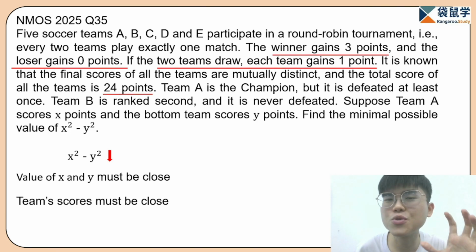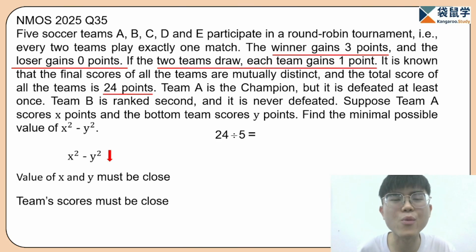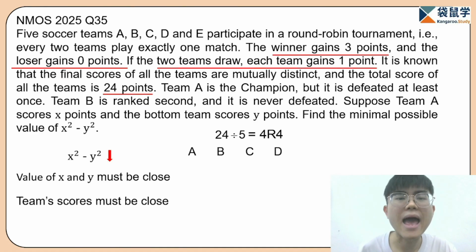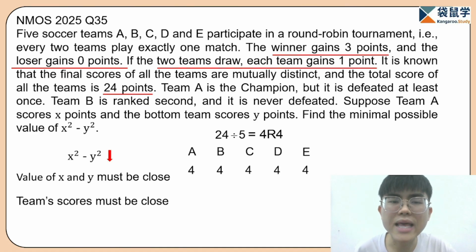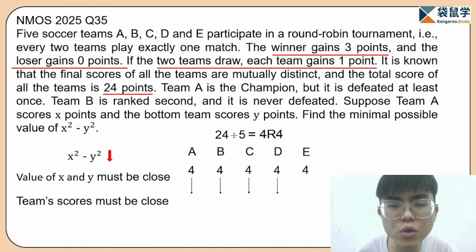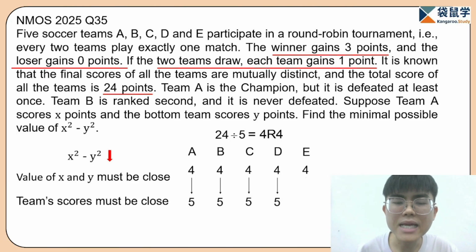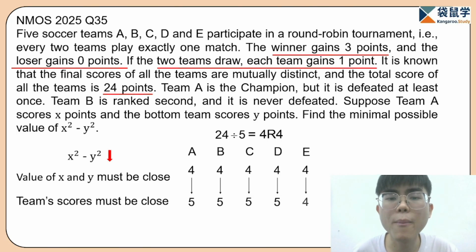We can just use 24 divided by 5 and we will get 4 remainder of 4. So I have team A, B, C, D, and E. So now I will give each of the teams 4 points. Then we still have the remainder of 4, right? So I will just give 1 to the first 4 teams. Now they will have 5 points. Then team E will still have 4 points.